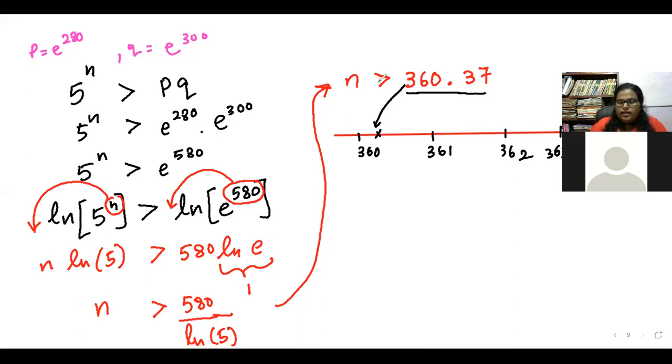360.37. Our solution is given like n should be greater than this answer, right? So this is the point here.